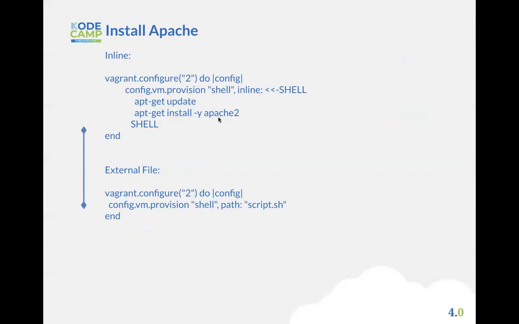This one is to update your Ubuntu machine and to install Apache, which is a server for your different files. So you can install that Apache application on your machine, or you can reference an external script using the path variable. And this will use the external scripts to configure your machine, right? Okay.